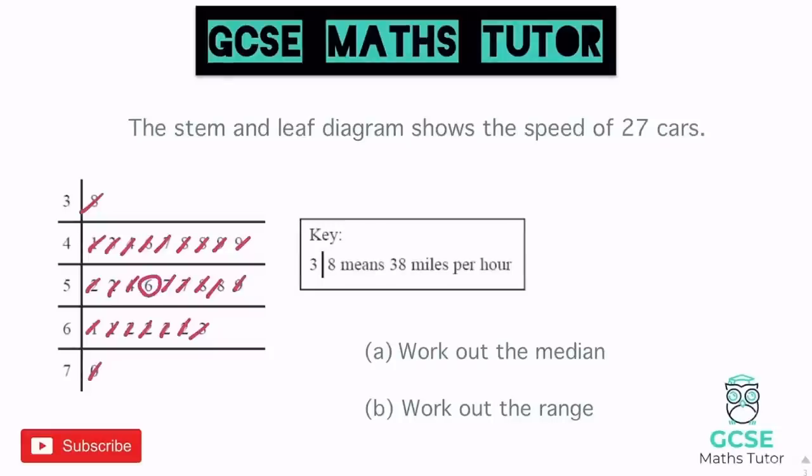Don't forget the key though, it says 3-8, or 3 line 8 means 38. So that's next to the 5, so it's 5 and 6, which is 56. So the median there would be 56.